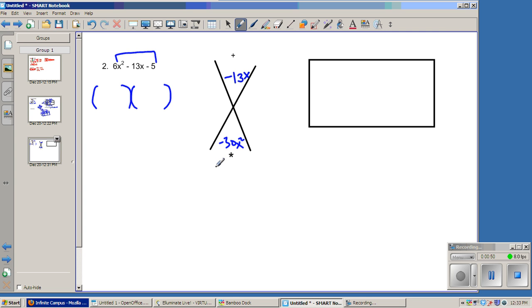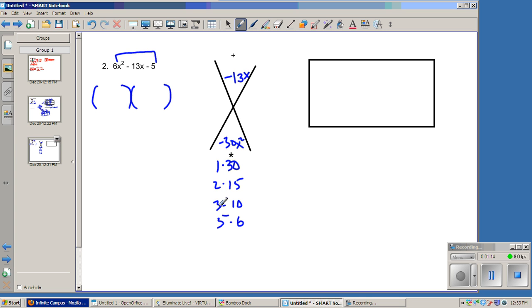And usually I just start by listing the positive terms that equal 30. So 1 times 30, 2 times 15, 3 times 10, 5 times 6. And now I start looking at it: one of those is going to have to be negative in order to make this a negative product.